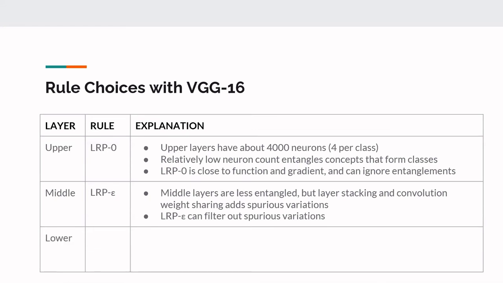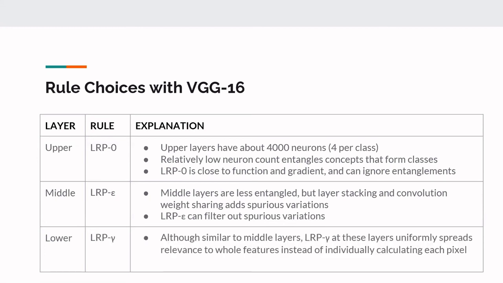And finally, for the lower layers of the model, we're using the gamma rule. It is very similar to the middle rules, but using the LRP gamma rule at these layers can help uniformly distribute the relevance to whole features of the input instead of calculating separate values for each of the pixels from the input image. And this helps make the explanation much more understandable and much more well outlined to us when we see it in the descriptions.